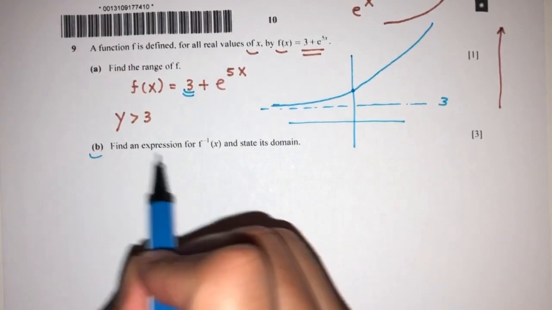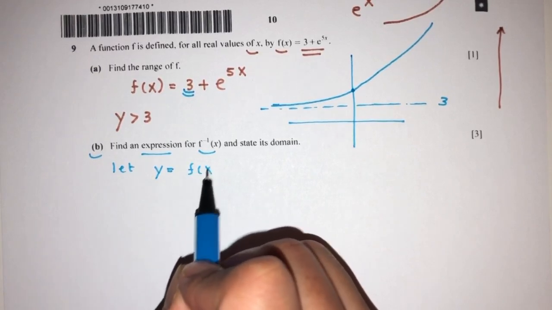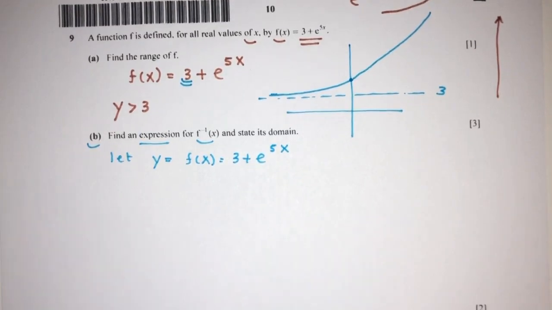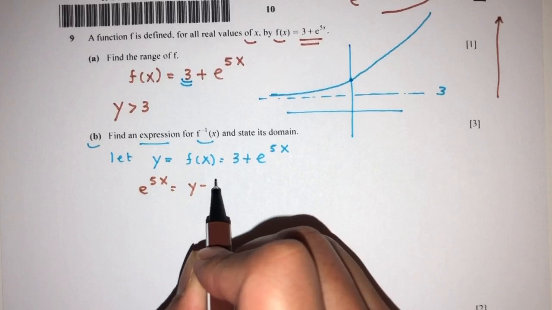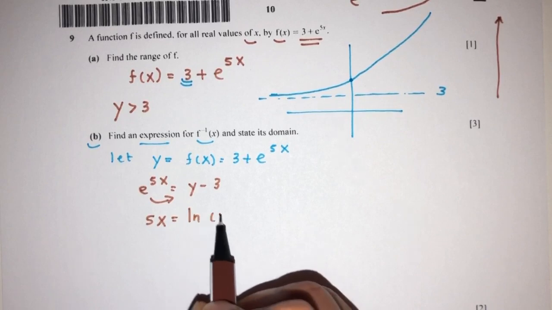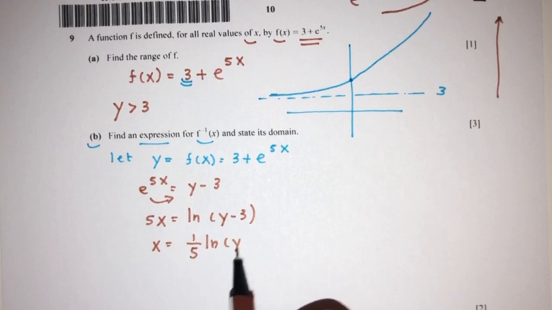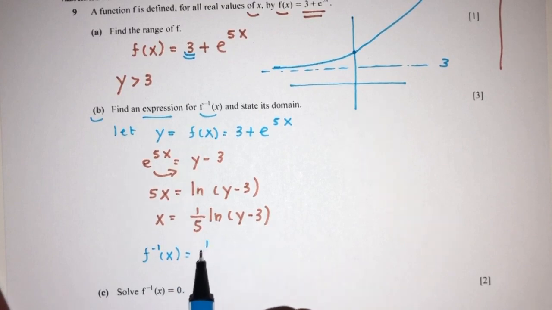Now for part B of the question, we have to find an expression for f inverse. So first things first, let y equal f of x, which is 3 plus exponential 5x. Now we have to make x the subject of the formula. So exponential 5x has to be y minus 3. Send this ln over here. You have 5x equal to ln of y minus 3. So x has to be 1 over 5 ln of y minus 3. So finally, because f inverse is in terms of x, we have to express this expression in terms of x as well. That will be 1 over 5 ln of x minus 3.